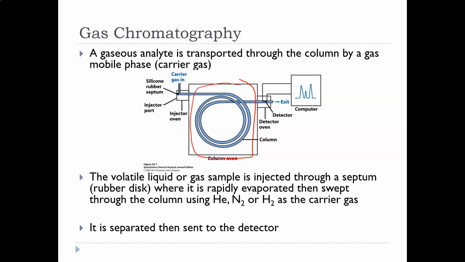The mobile phase is typically helium, nitrogen, or hydrogen. Helium is the most common and of course the most expensive. So the sample is added here, it goes into the oven where it boils and then mixes in with the carrier gas and goes through the column, which separates it, and then it moves on to a detector. And we'll talk about those in some detail. And then we get a measurement with our chromatogram coming out of that.